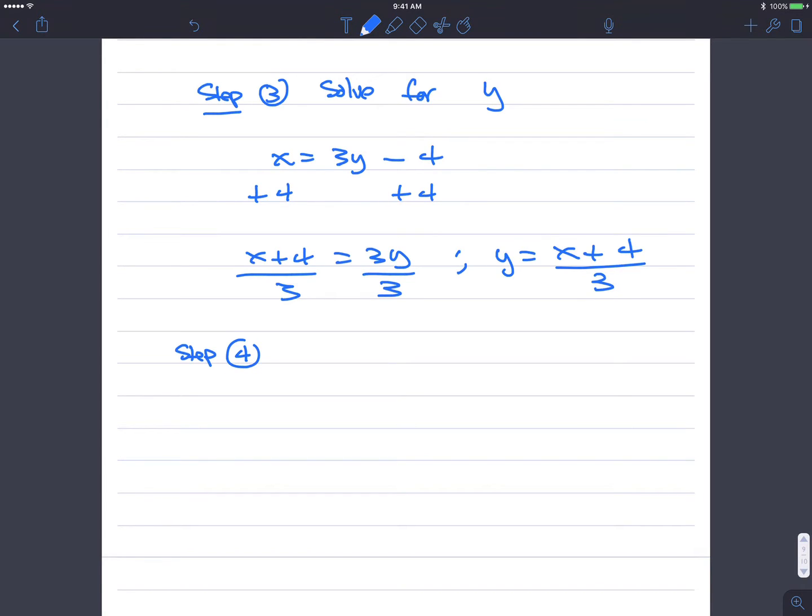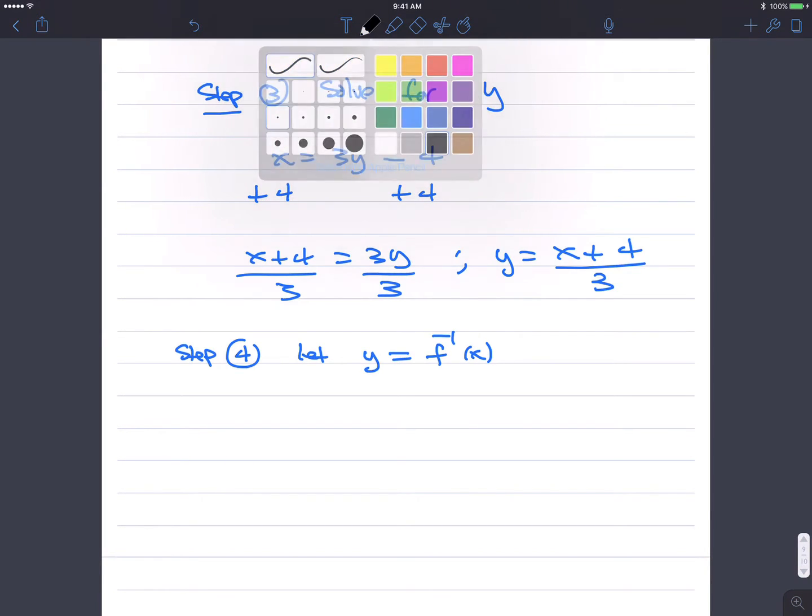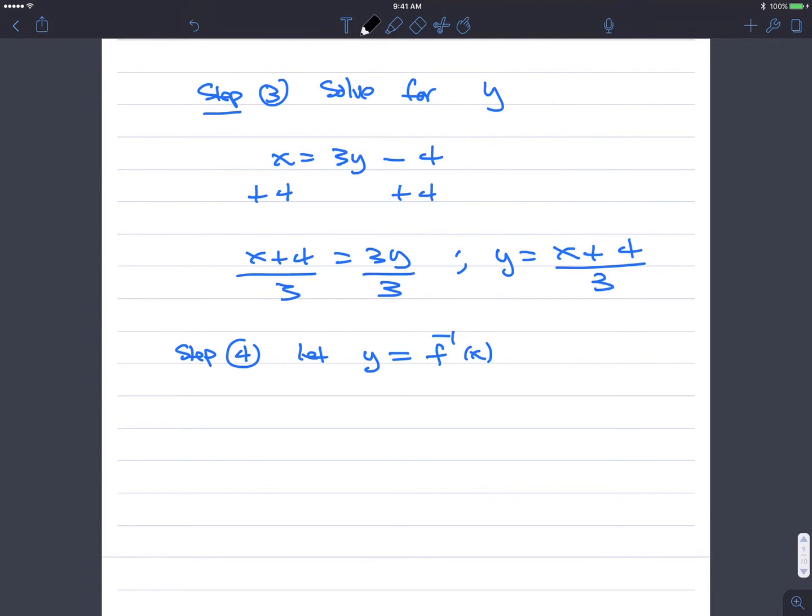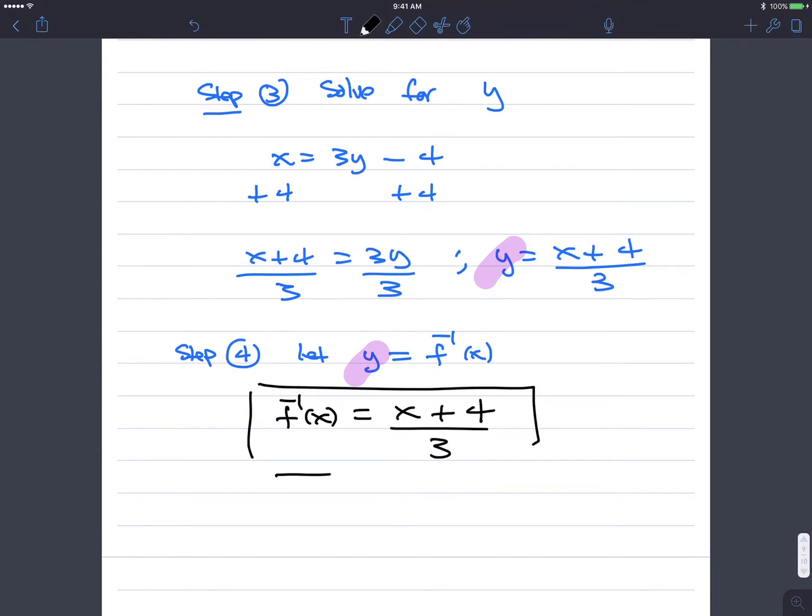Step 4. Let y be f inverse of x. So you are done once you get to this step. You say, what do you mean you're done? You see this y value over here? You see this y that they're talking about? That's the same y. What do you let y be? In other words, this here is your inverse function. It is x plus 4 divided by 3. You have found the inverse.